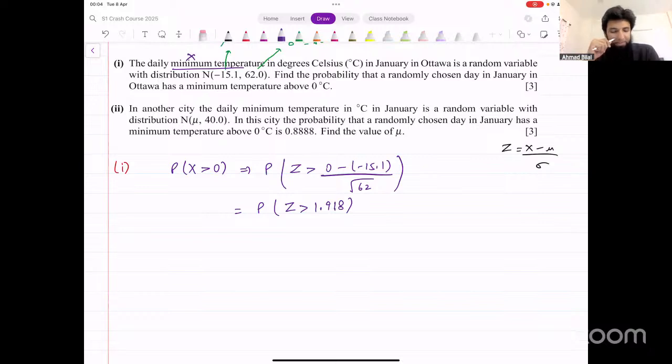How do you find this? Is this the standard form? The standard form looks like this: Z less than a positive number. We can only use the table if we have this form. It's not that form. So what do we do now?